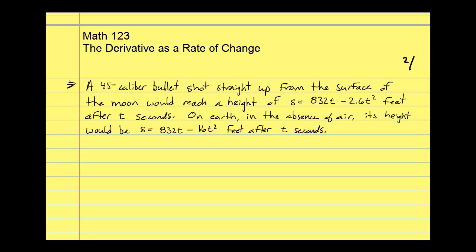So let's go ahead and read through the problem. A .45 caliber bullet is shot straight up from the surface of the moon, and it would reach a height of this position function, s equals 832t minus 2.6t squared feet after t seconds. On Earth, in the absence of air, its height would be this position function, s equals 832t minus 16t squared. So there's a little bit of a difference there. Now, this is a distance in feet after t seconds. And the question I want to know is how long will the bullet be aloft in each case?